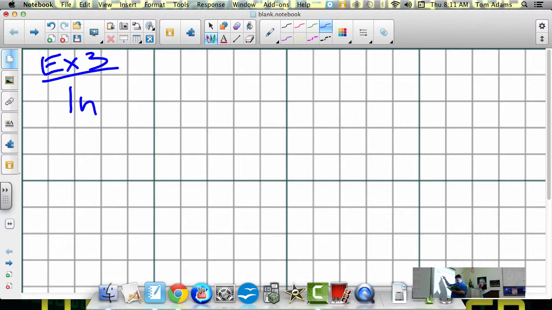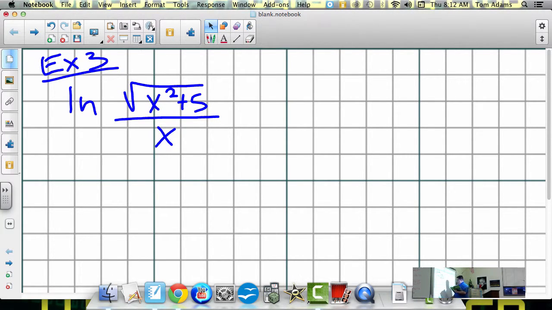All right, so I've got the square root of x squared plus 5 on the top all over x. And basically they say the same thing. Expand this and write this using the quotient rule, right? And just in case you haven't memorized it, remember that the log of, and we'll say base e, right?